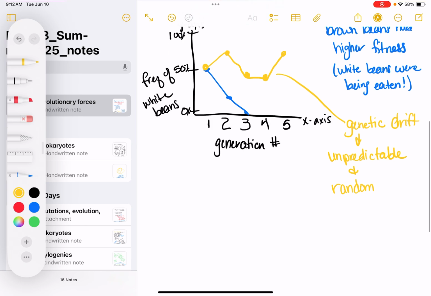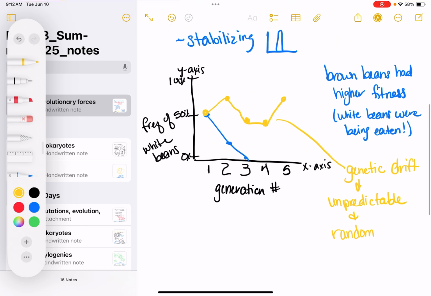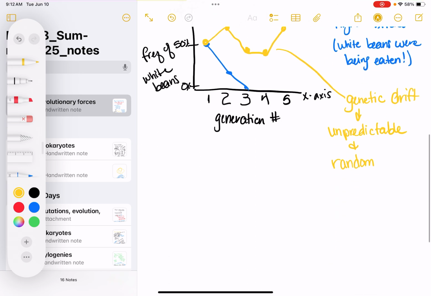And then there's a third force that I want to talk about, I guess 4th, including mutations, right? But the last one is called gene flow. And with gene flow, this is when we have multiple populations in the same area, or in different areas.